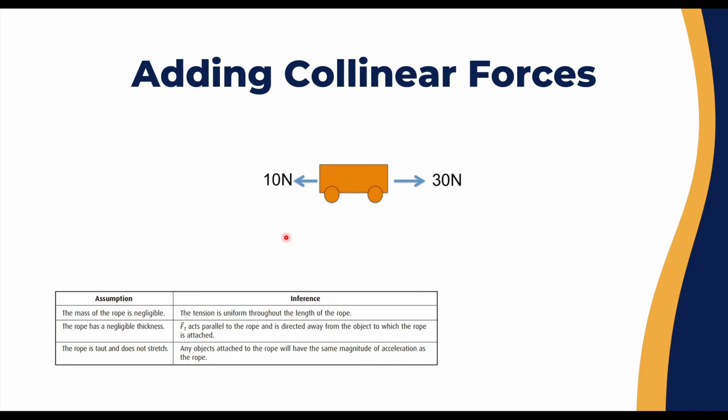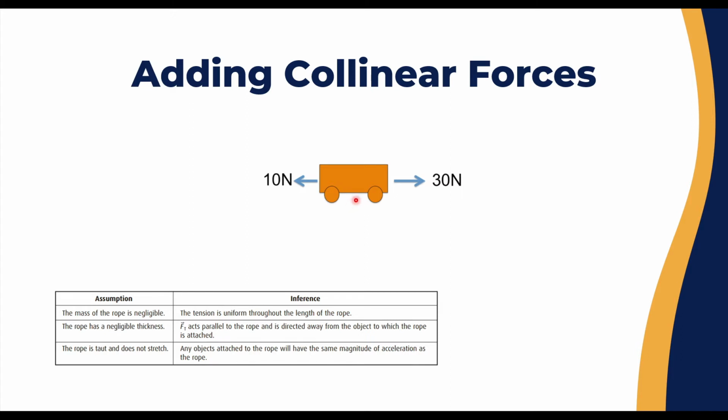Now, the simplest way of analyzing forces is talking about collinear forces, meaning all the forces are perpendicular or on the same plane or on the same axis. Collinear forces can be added and subtracted based on the problem, as we learned in the vector section previously. So you have here an object or a cart being pulled 30 newtons to the right and being pulled as well 10 newtons to the left. Then you need to add the collinear forces.